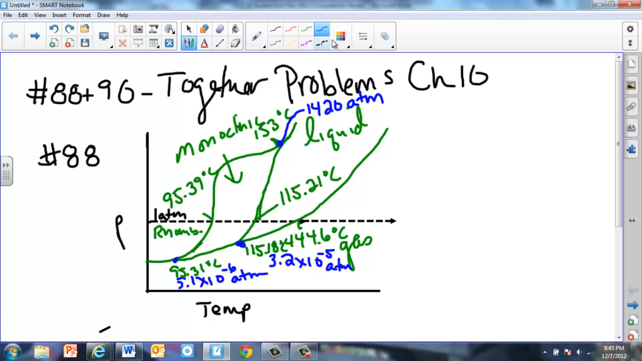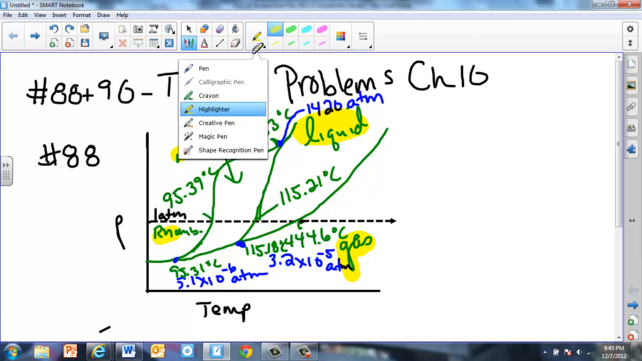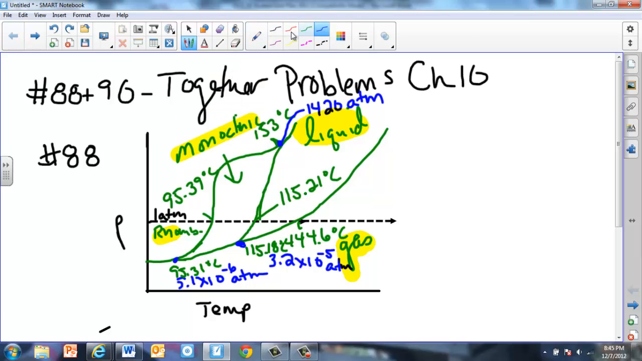Both monoclinic here and rhombic. So these are essentially two solid phases. Then we've got our liquid here and we've got our gas. So we still have phase diagrams. The only thing that's different is that we've got two solid phases that are going to exist. And it's going to want us to answer a few different questions.